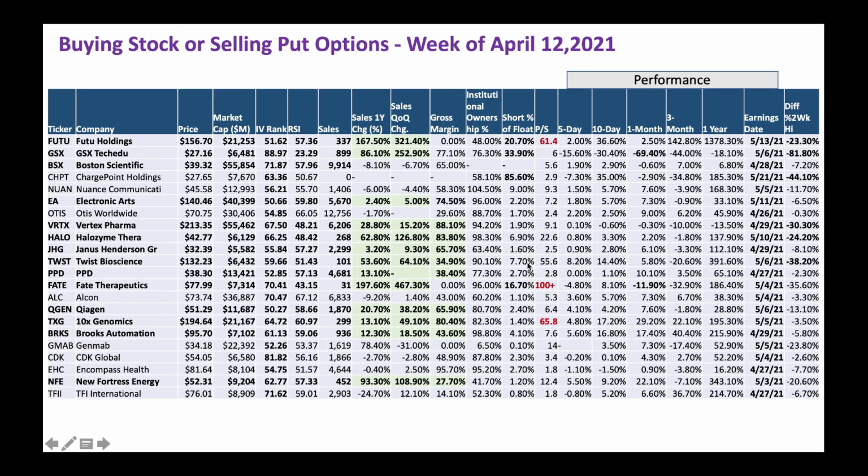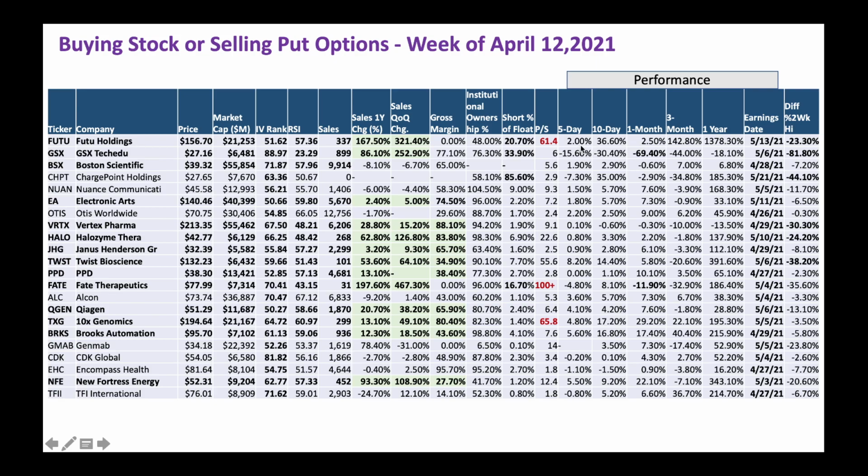In this case, Fate Therapeutics is a little bit high, and 10x Genomics is a little bit high. I also look at how the stock is doing on a 5-day, 10-day, and 1 month basis. In the case of Futu Holdings, it's doing nicely: 5-day up, 10-day up, 1 month up. That tells me this stock is gaining some momentum.